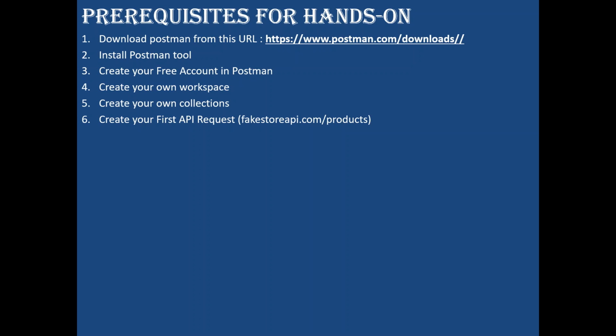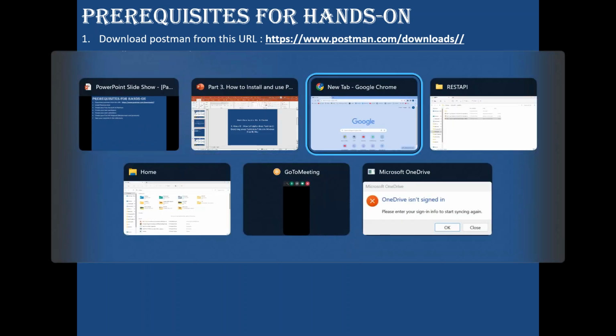In the sixth step, we will see how to test our first API, fakestoreapi.com/products, using this Postman tool. And the seventh step is how we can save this particular URL in the collection. So these are the 7 steps we will follow. Let's get started with our lab quickly.